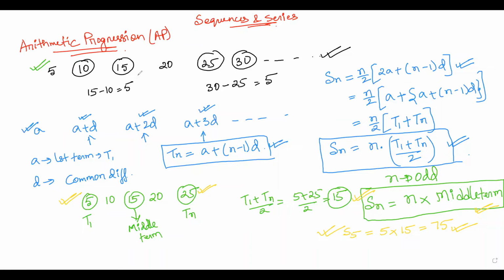So any series in which the difference of any two consecutive numbers is same, that series can be termed as an arithmetic progression series. And the nth term of such series is given by a plus n minus 1 into d, where a is the first term and d is the common difference. Also, the sum of n terms of such kind of AP series is given by n by 2 into 2a plus n minus 1 into d, which can also be written as n times the average of the first and the last term. And if the number of terms in the AP series is odd, in that case, the sum can also be written as n times the middle term.